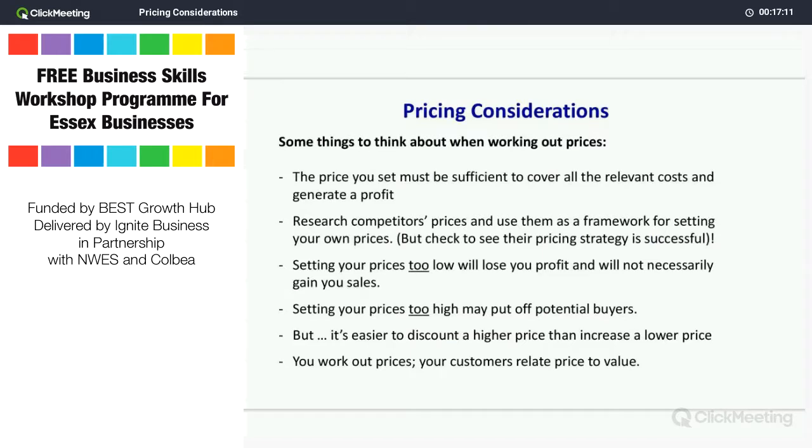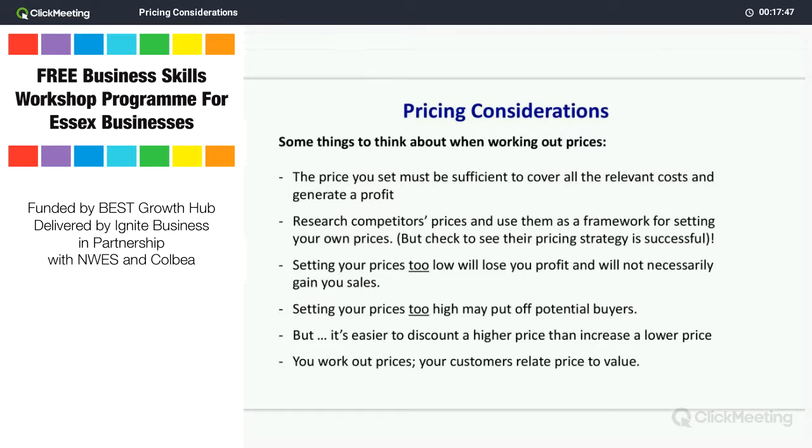Now, when working out those prices, what have we got to think about? You've got to set a price that's sufficient to cover all of your costs and generate a profit. There's lots of areas where you've got to research your competitors' prices and use them as a framework for setting your own prices, but please do check and see if their pricing strategy is successful. Do not emulate a competitor who is underpricing and not making any profit. Setting your prices too low will lose your profit and it won't necessarily gain you sales.